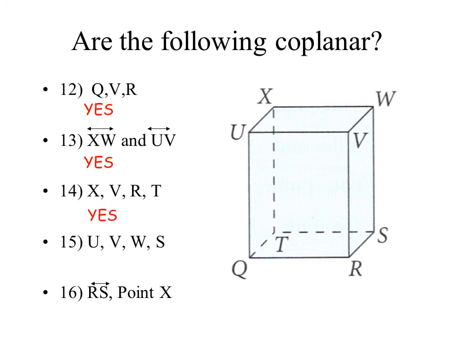What about points U, V, W, and S? Well, plane UVW would be the top of the box, but S is all the way down here. So no, I could not put one piece of paper through all those points. And what about line RS and point X? Well, again, this is really like just saying going through 3 points R, S, and X, and any 3 points are going to be coplanar. So yes, those would be coplanar.